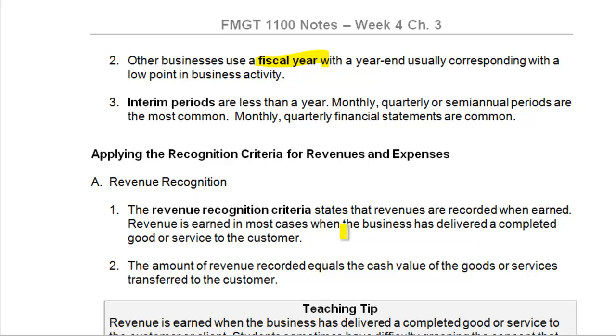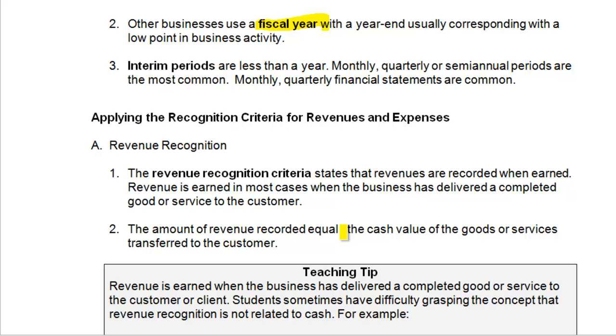Okay, next, the recognition criteria. So if we're using accrual accounting and not cash basis, then we can't use the changing hands of cash to be what defines when revenue takes place or when expenses are incurred. So what we actually do is we use the recognition criteria that states for revenue, revenues get recorded when they are earned. So when the good bought or sold changes hands, or when a service has been performed.